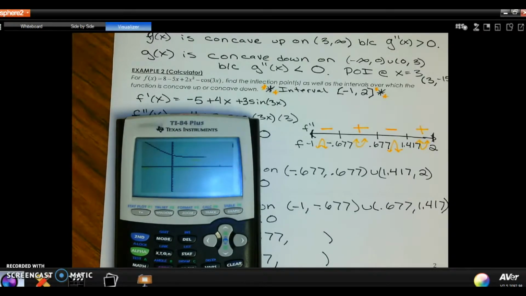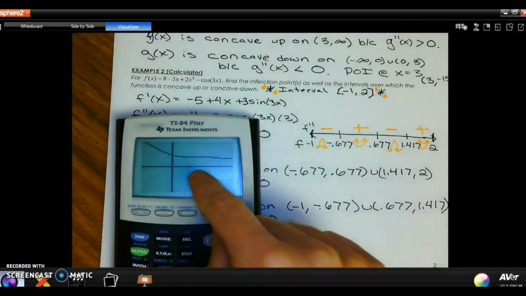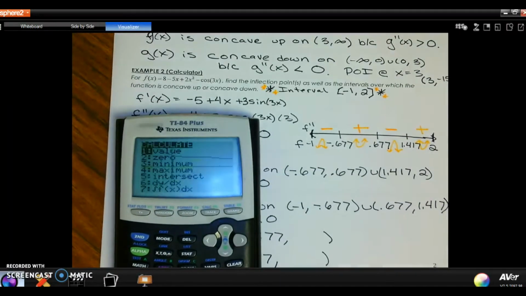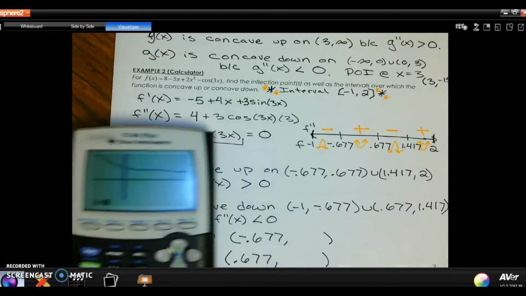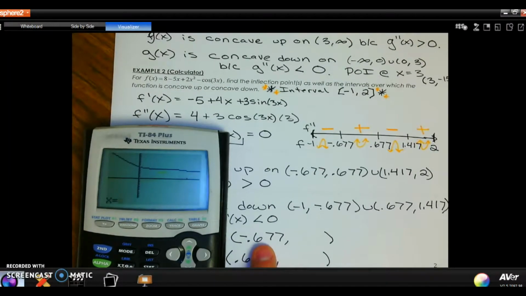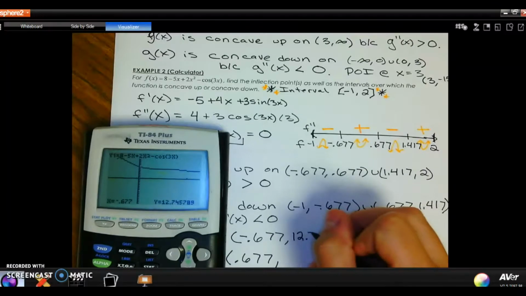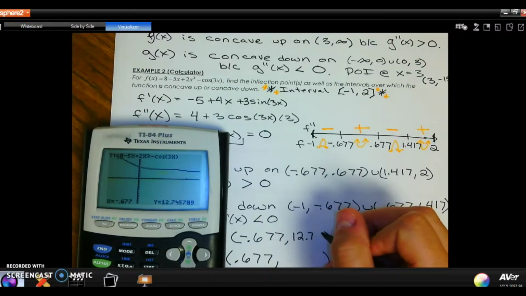And it's going to take a second. You can tell the concavity kind of switching there. And then I'm going to do second, calc, and then choice 1 is value. Now I should be careful here because technically I'm using this rounded answer. I should be using my whole decimal. But let's see, negative 0.677. So if I do that, I get 12.746.